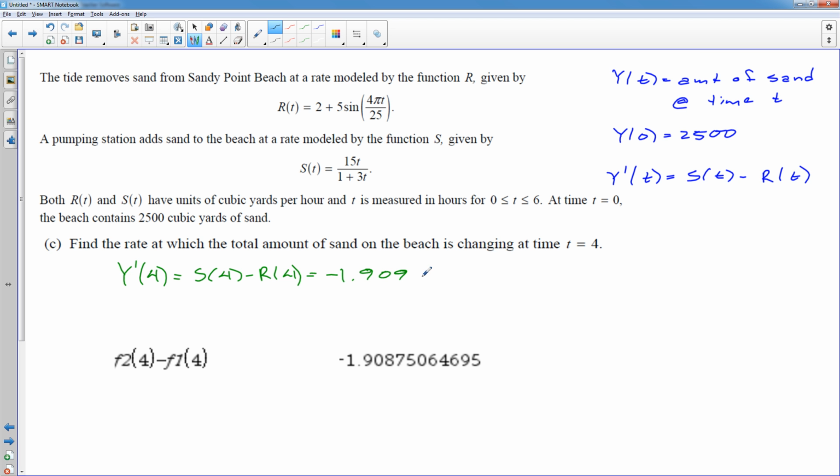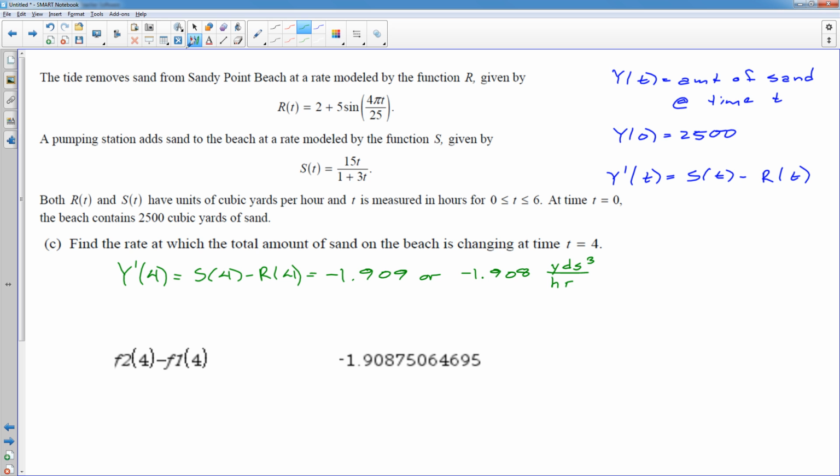This is another one where you could round it, or you could truncate it: negative 1.908. Now, they did not stress or tell you to include units, but you always include units. Our rate of change for this problem is the amount per unit time. My amount is measured in yards cubed, and my unit of time is measured in hours. So always include your units.